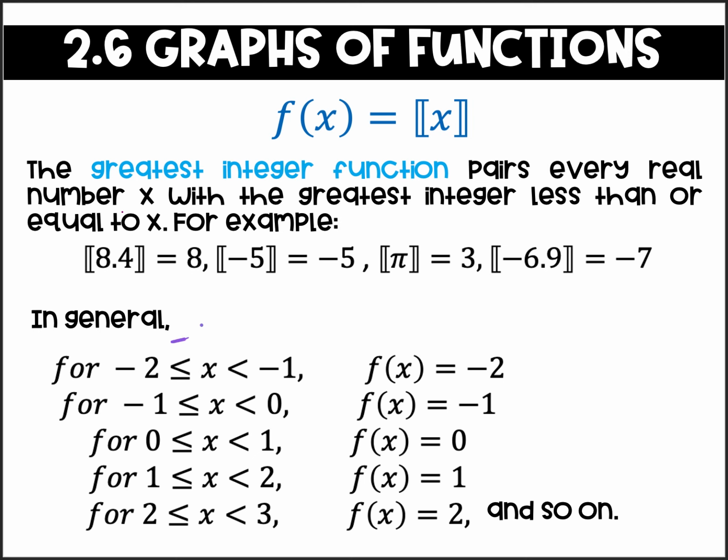Think of -1.9, -1.8, -1.4, and so on. All of them are going to be just -2. I'm sorry, -2. All the values in between -1 and 0 are going to round down to -1. All the values between 0 and 1, including the 0, are going to round down to 0. All the values from 1 to 2, including the 1, are going to round down to 1, and so on.